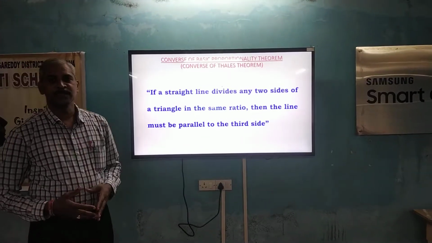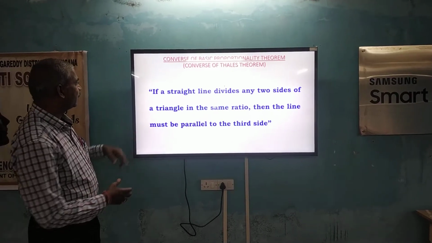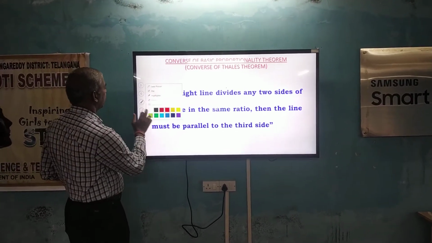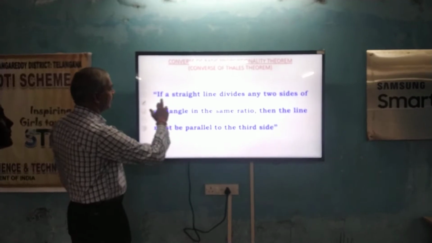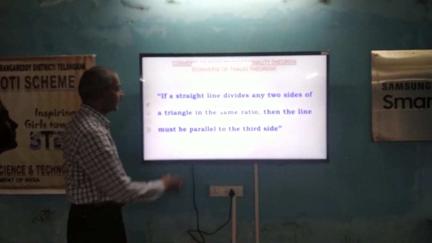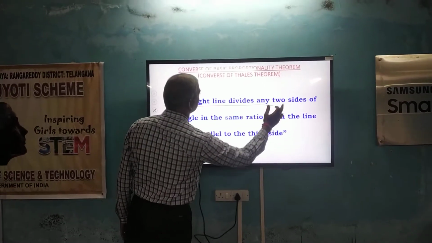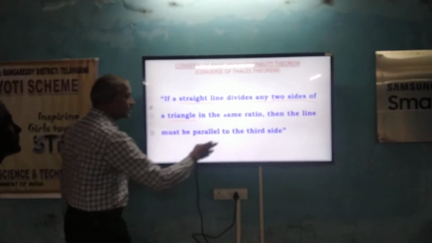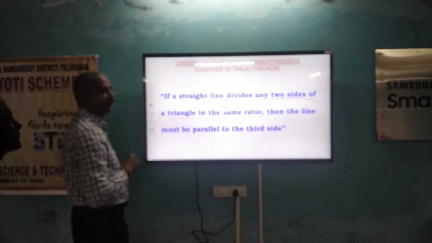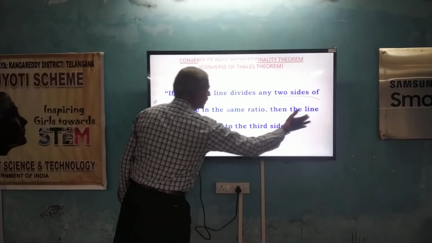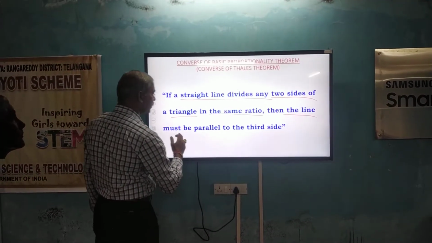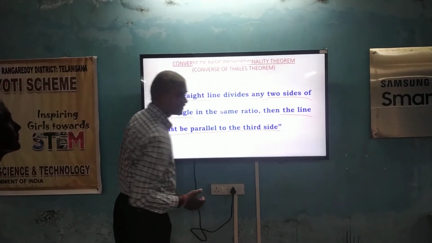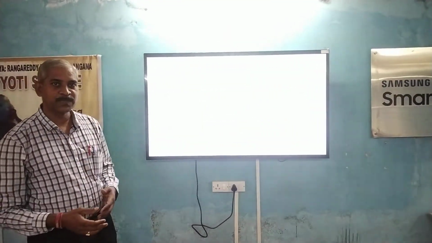Converse of basic proportional theorem: If a straight line divides any two sides of a triangle in the same ratio, then the line must be parallel to the third side. This is the converse of the basic proportional theorem.